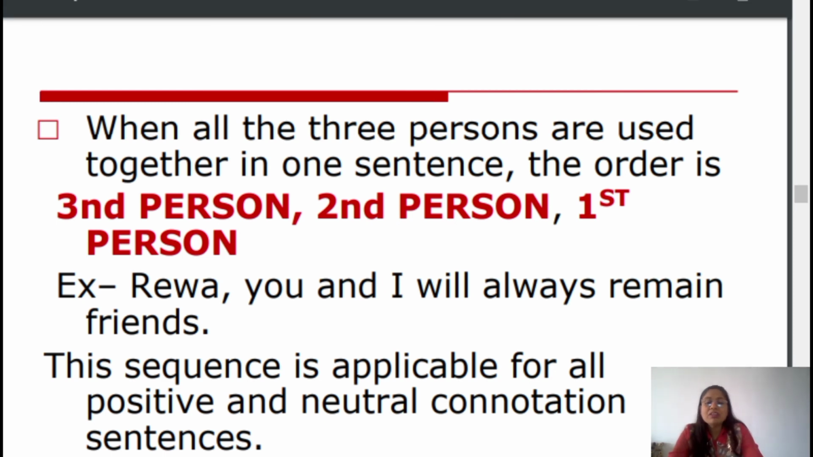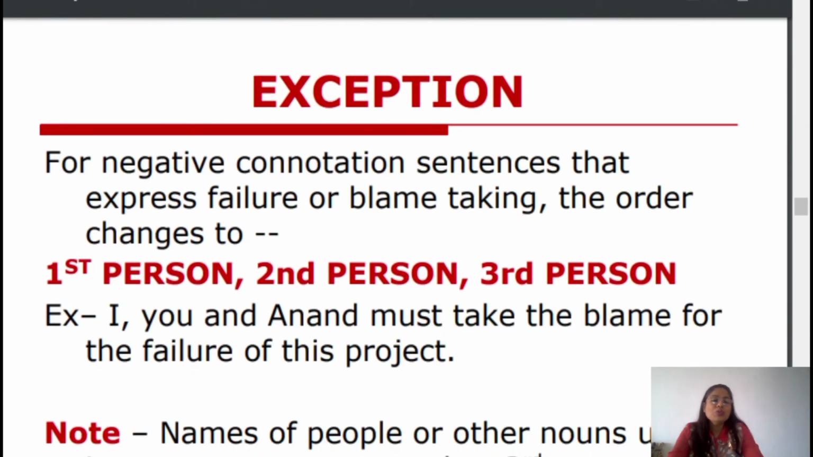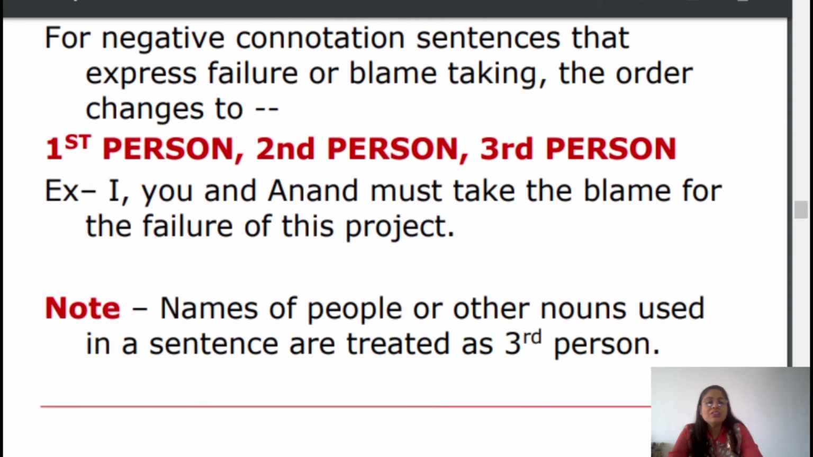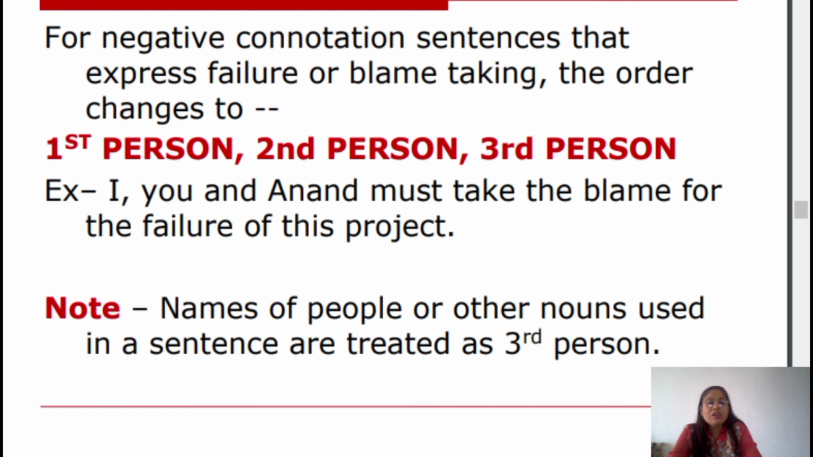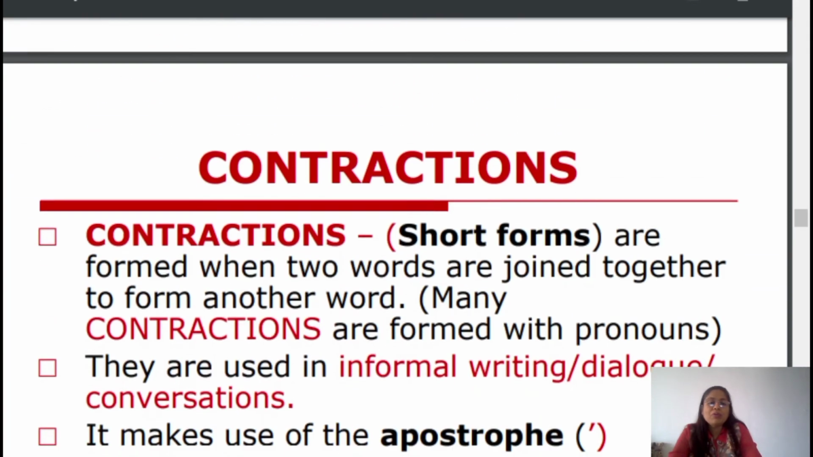But if the meaning of a sentence is a negative one, then what will you do? For negative connotation sentences that express failure or blame taking, the order of pronouns changes to first person, followed by second person, and then followed by third person. For example, I, you, and Anand must take the blame for the failure of this project. So, names of people or other nouns used in a sentence are treated as third person. As you can see, one of them is a proper noun.